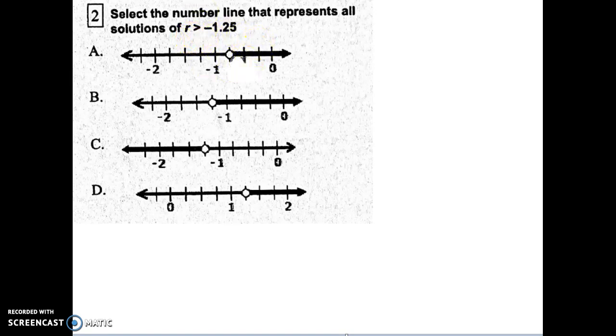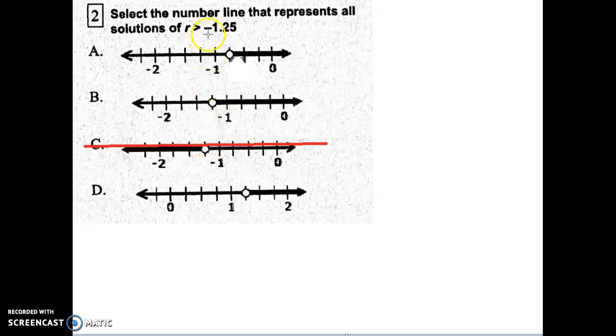So if R is greater than negative 1.25, that means we're going to go to this side, right? Because it's greater than negative 1.25. So right off the bat, any arrows going this way are going to be wrong. So let's get rid of some answers. This one's going to the left, so let's get rid of it. That's going to be wrong.